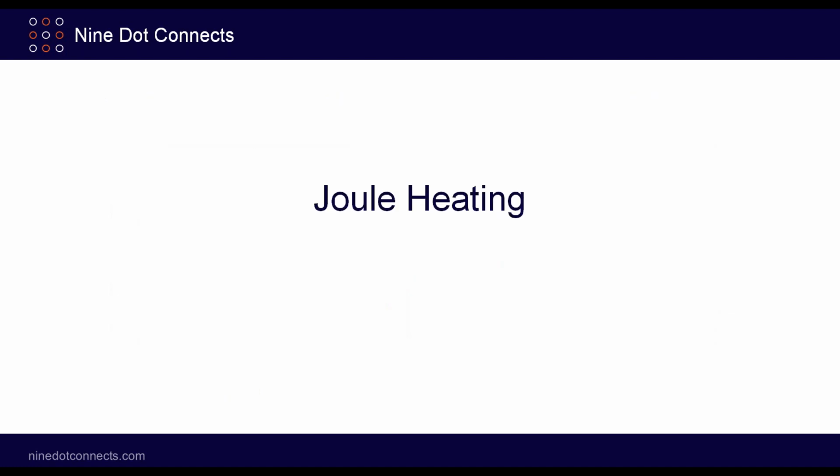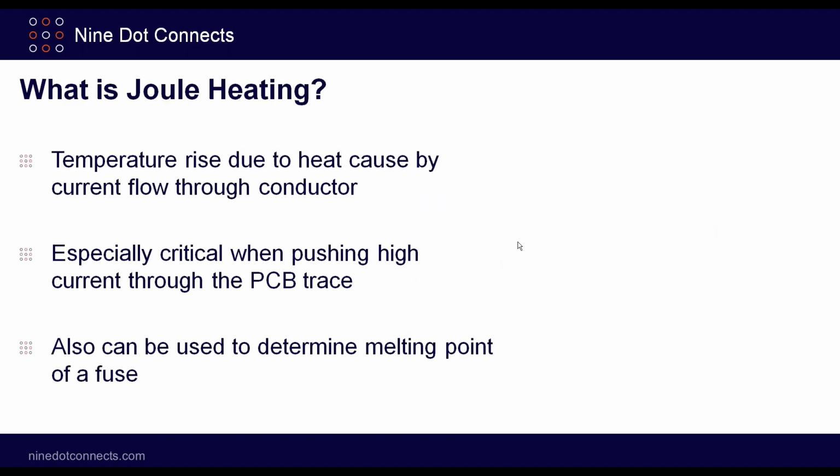So we also talked about Joule heating earlier, and this is something on the PCB side. It's very important. And again, so what is it? It is the temperature rise caused by current flow through a conductor. And that is really critical when you're pushing a lot of current through a trace. I get asked all the time, well, how hot will it get? And unfortunately, the answer is it depends.